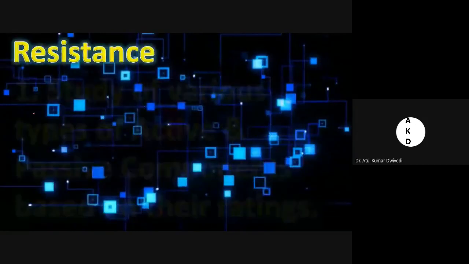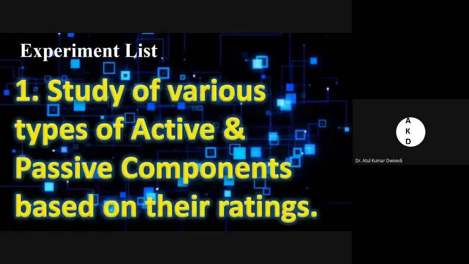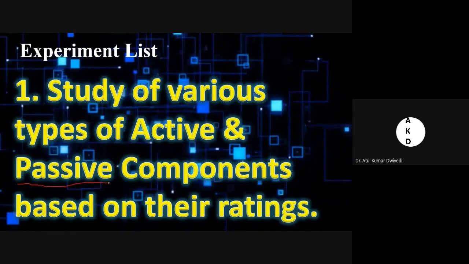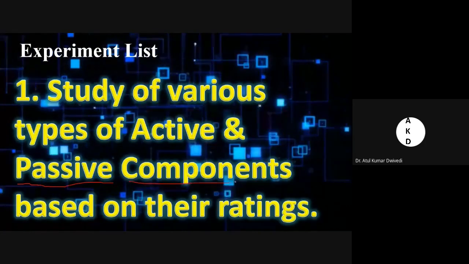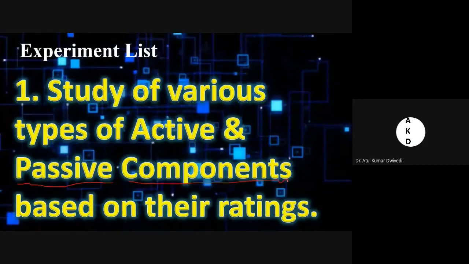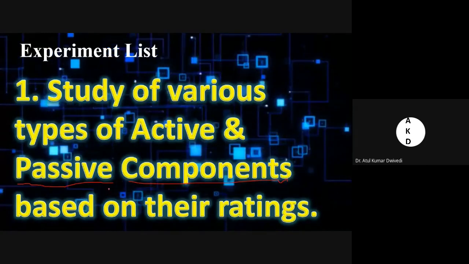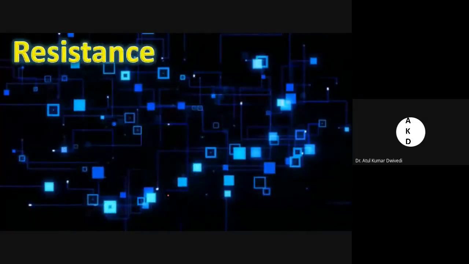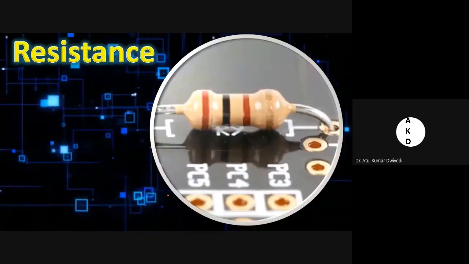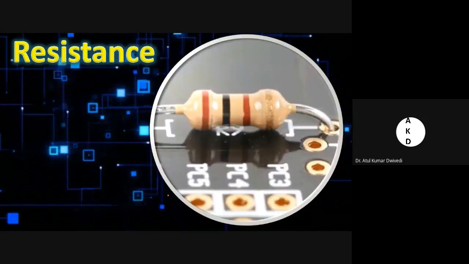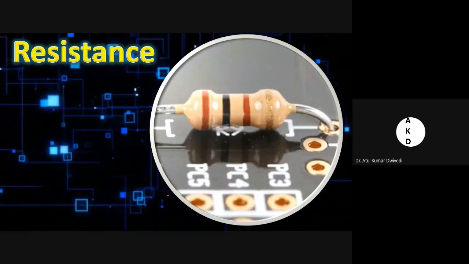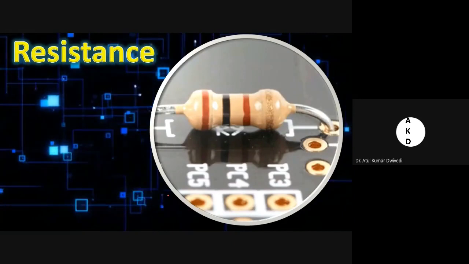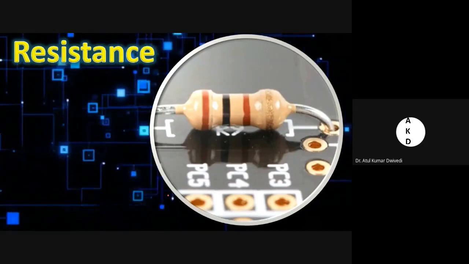The first experiment is this one, study of various types of active and passive components. So I am taking passive components first. Passive components are the resistance, capacitance, and inductors. So let us see first of all passive components. The first passive component is resistance. Resistance is like this, in which there are four strips, and these strips are helpful in determining the resistance values.